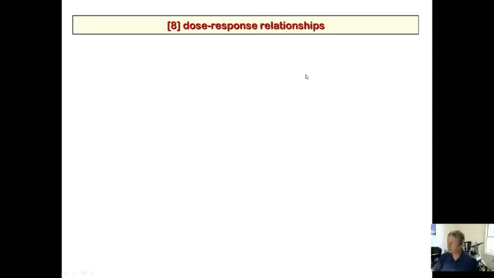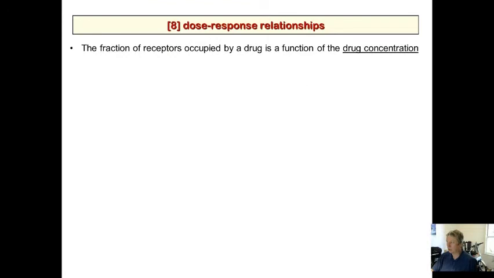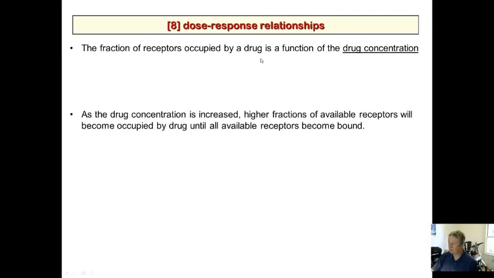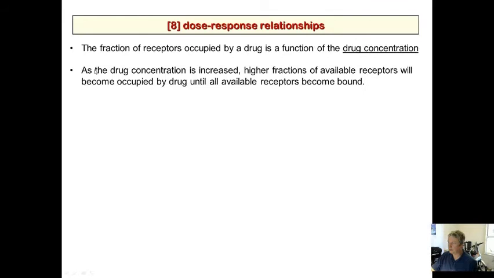Okay, so we've talked about this a bit, and the fraction of receptors occupied by a drug is a function of the drug concentration, and we have to measure and quantify this to discuss drug efficacy, right? As we increase the drug concentration, higher fractions of the receptors will become occupied by the drug until all available receptors become bound. And that's when the drug has the maximal effect.